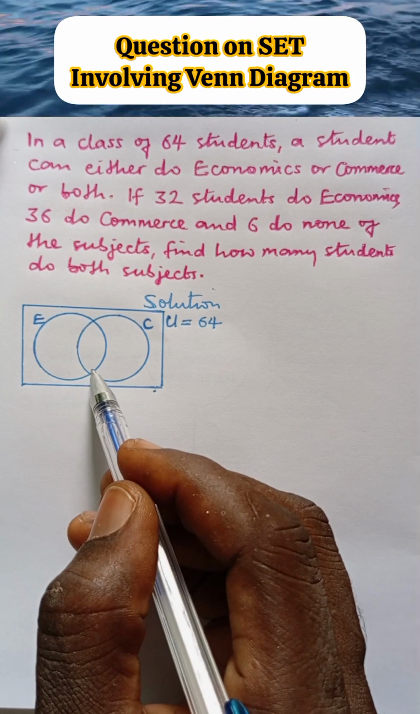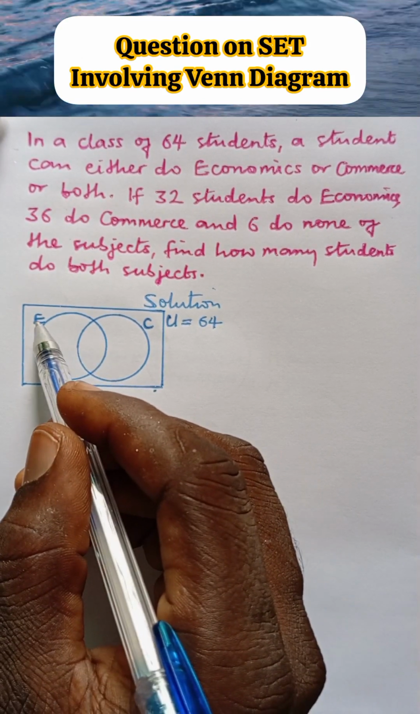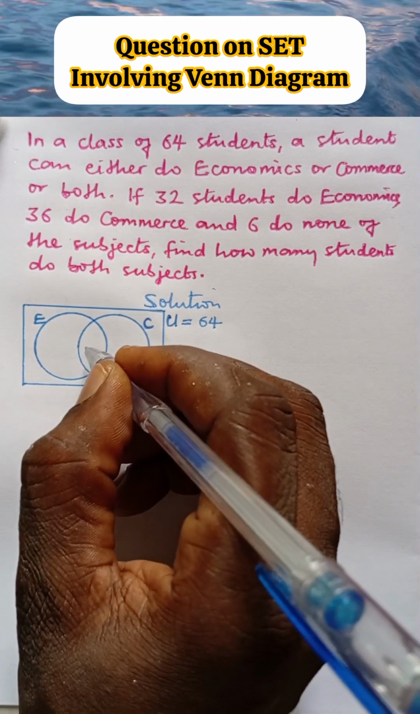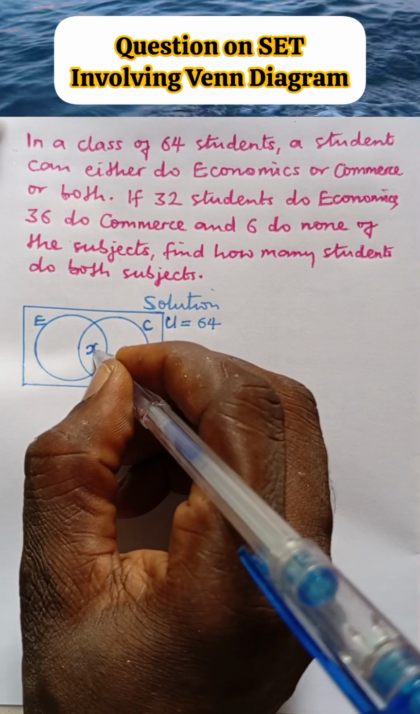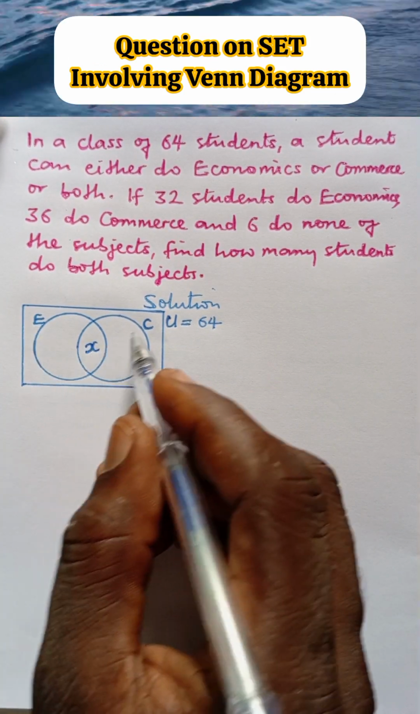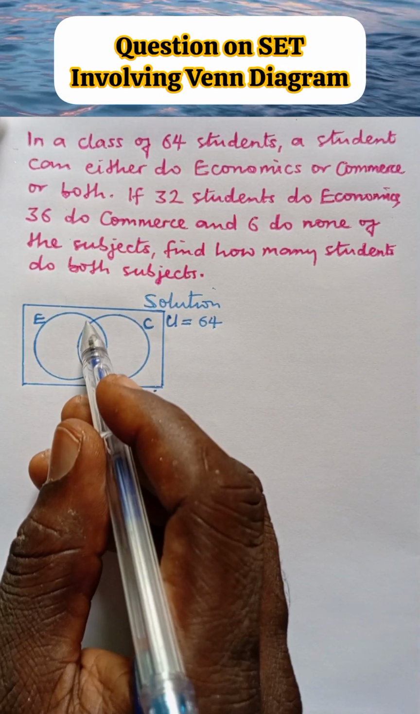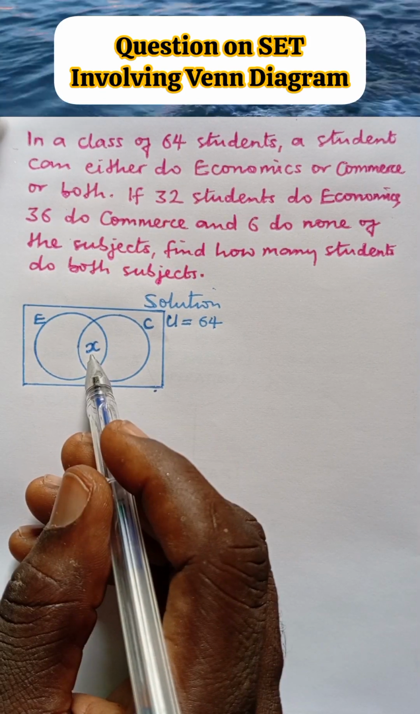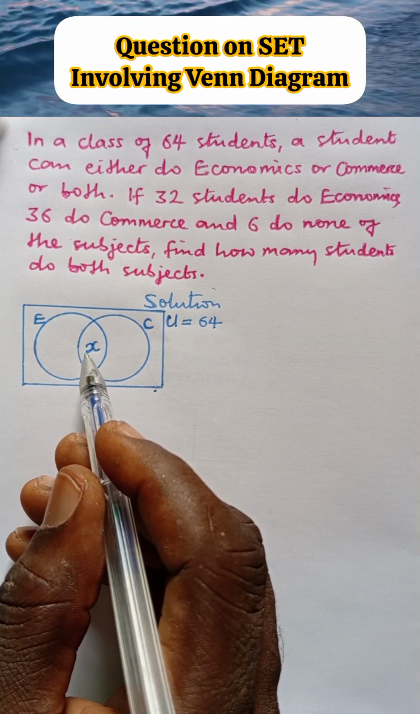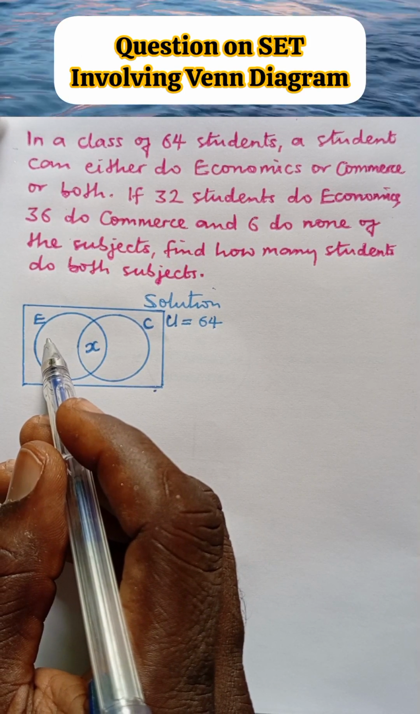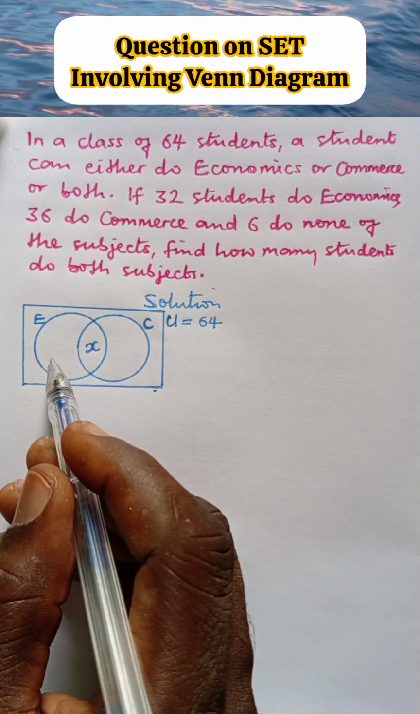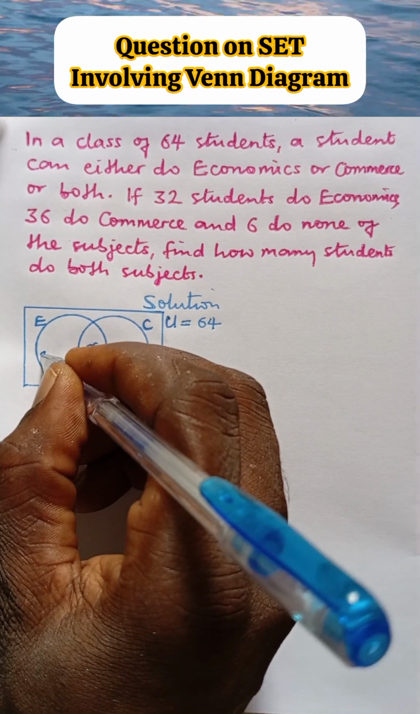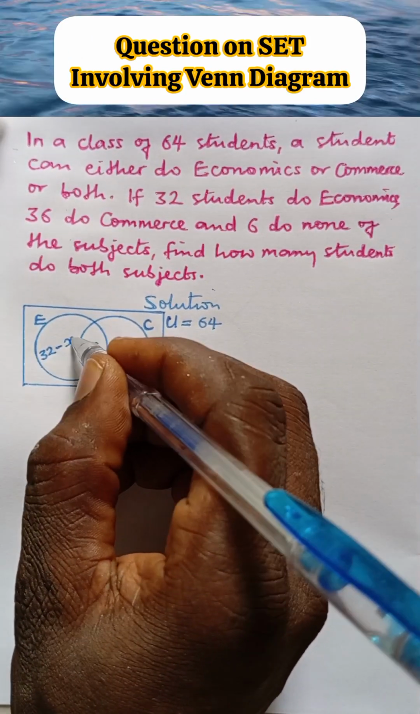This portion here represents the number of students that do both economics and commerce, which is what we are asked to calculate. So let us call this place X, which represents students that do economics and commerce. But remember that this circle represents the total number of students that do economics. So let us determine the number of students that do only economics. And that will be the total number of students that do economics minus the number of students that do both economics and commerce. And that will be 32 minus X.